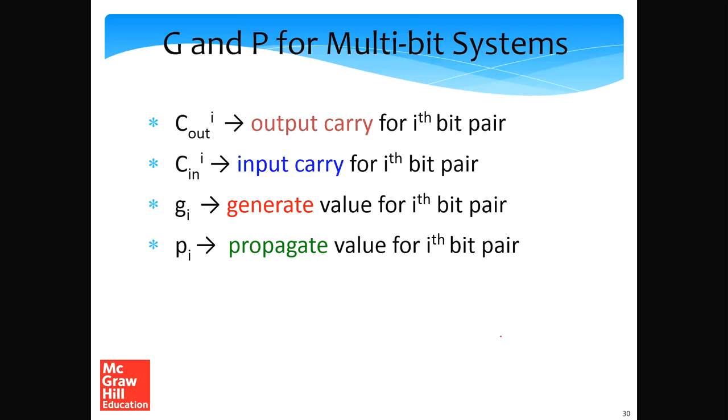Let's say that Cout i means the output carry for the ith bit pair. Similarly, let's say Cin i is the input carry for the ith bit pair. Similarly, Gi is the generate function for the ith bit pair, and Pi is the value of the propagate function for the ith bit pair. A bit pair is a pair of bits, so when you are adding, we have multiple bits of A and multiple bits of B, right? So one corresponding pair of bits is called a bit pair.